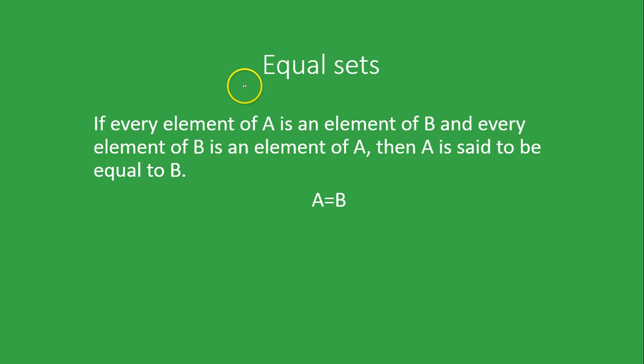Now let us look into the concept of equal sets. If every element of set A is an element of set B, and every element of set B is an element of set A, then A is said to be equal to B and is written as A equals B.